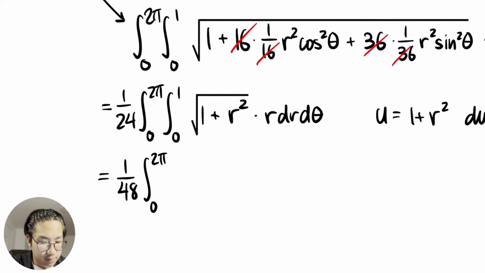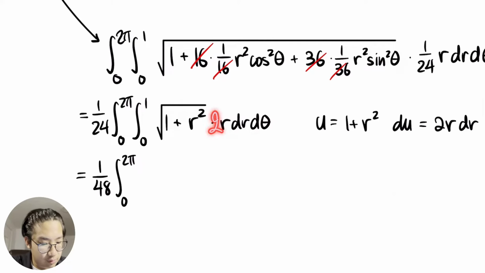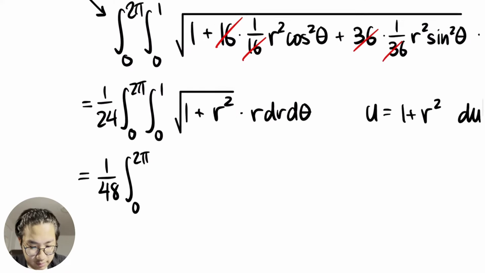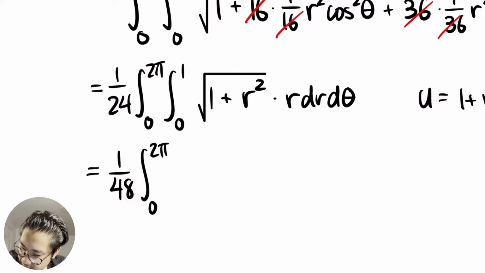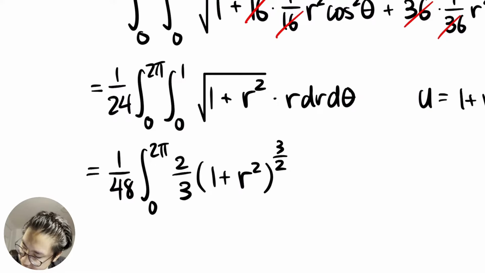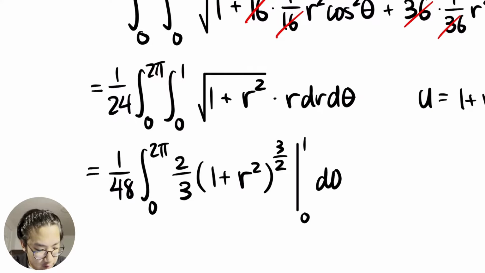This on the inside, if you imagine we did multiply by this 2, we would effectively have the square root of u and then du. So we can integrate that to get 2 over 3, and then it would be u, but I'm just going to put 1 plus r squared, same thing, to the 3 over 2. And then this is being evaluated at r equal to 0 and r equal to 1, d theta.